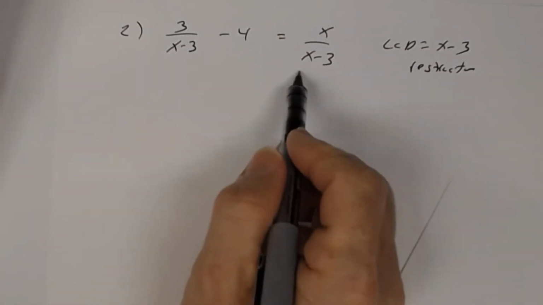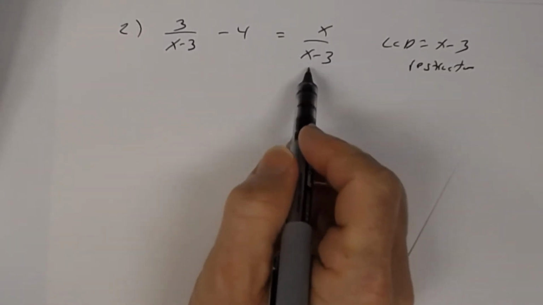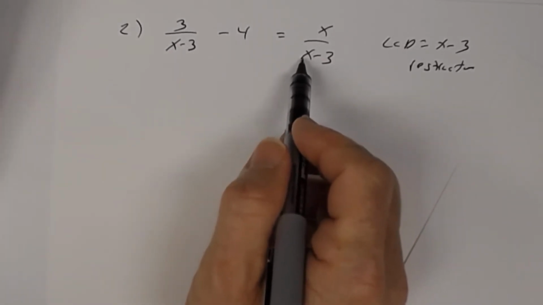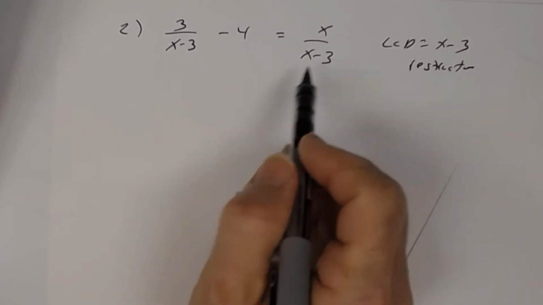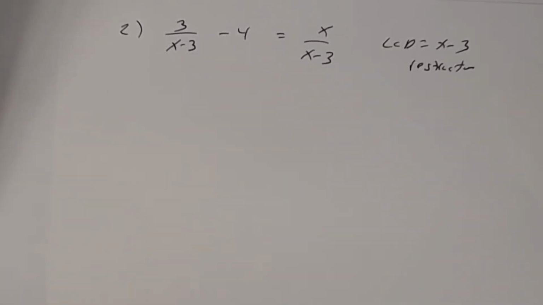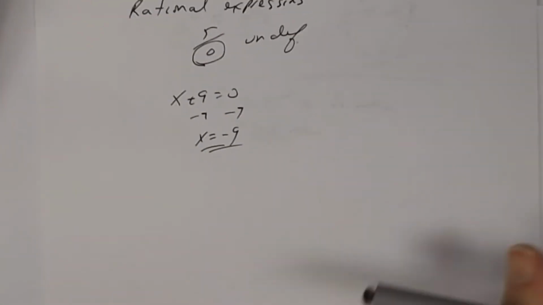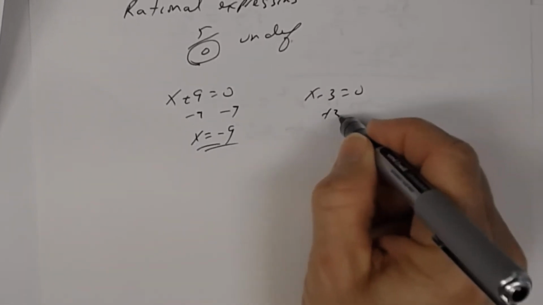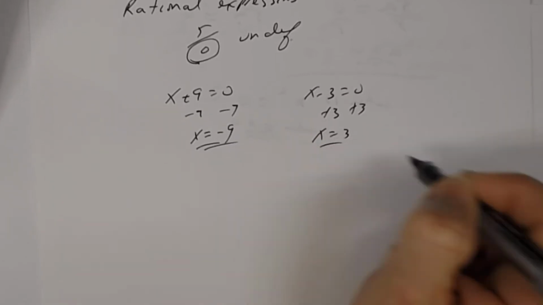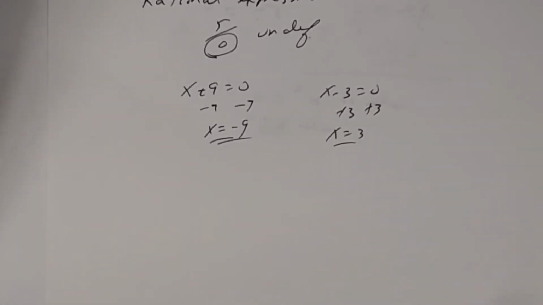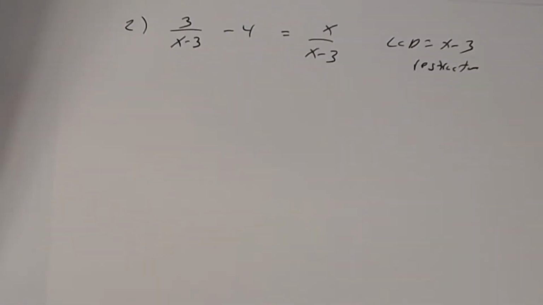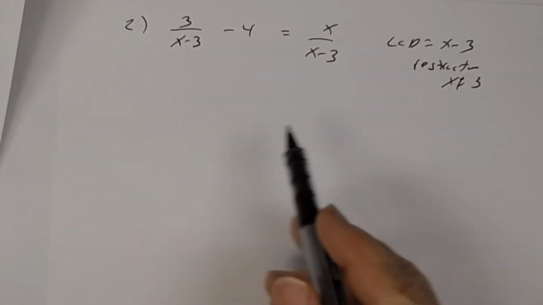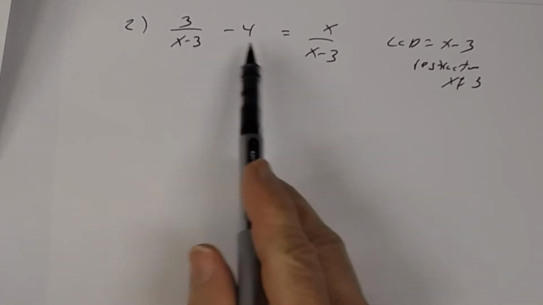Now, most of you can look at this, and all of you should be able to look at this and find out what value of x makes it 0. Well, when x is what number? When x is 3, because 3 minus 3 is 0. But all you had to do was just take that denominator and set equal to 0 and solve for x. I'm going to add 3 to both sides, and I get x to be 3. So your restriction for number 2 is that x cannot equal 3. Okay? All right.